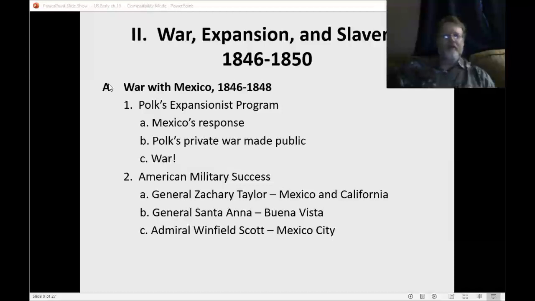Mexico was still a brand new country, still a fledgling country. They really hadn't gotten on their feet yet. They really weren't ready for a war with the US. The US was economically far stronger than Mexico. The US economy was literally 10 times bigger. It was about 8 times bigger than the Mexican economy.